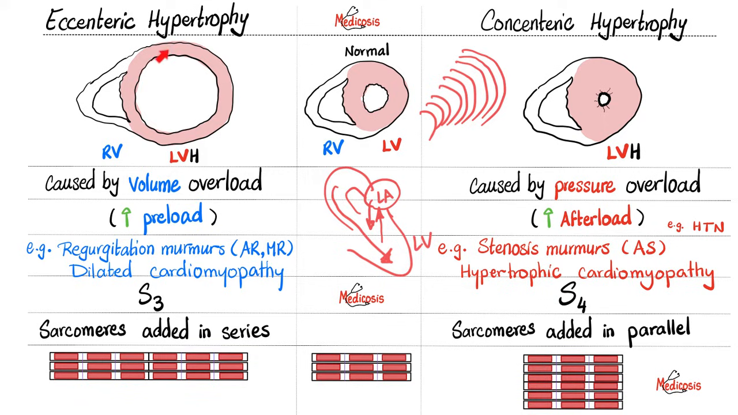Dilated cardiomyopathy. Look how dilated I am. This is dilation. This is eccentric hypertrophy. But on the other hand, concentric hypertrophy.